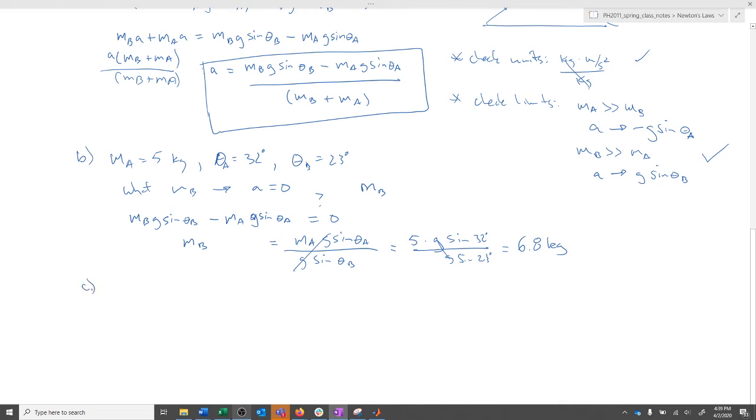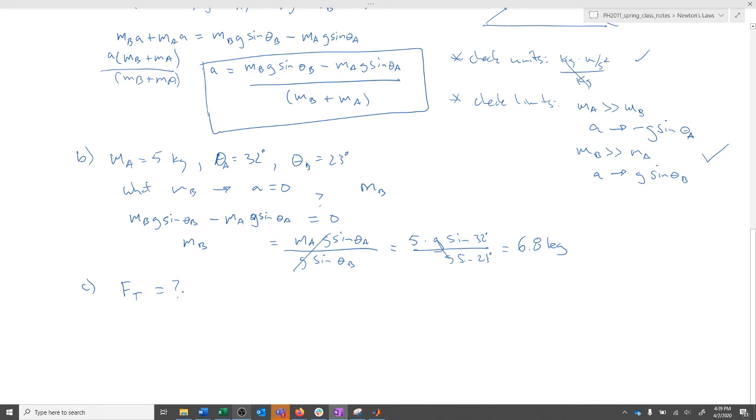Okay, and then what else do they ask us? So part C, they also want to know what's the tension in the cord. To find the tension, we can refer back to our expressions 1 and 2. And now that we know MA and MB, we can plug that information in.